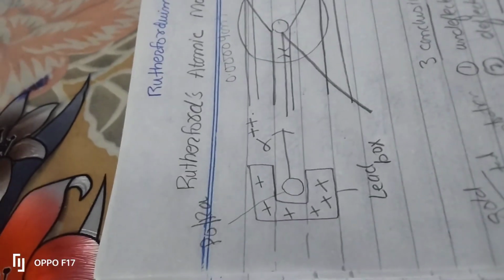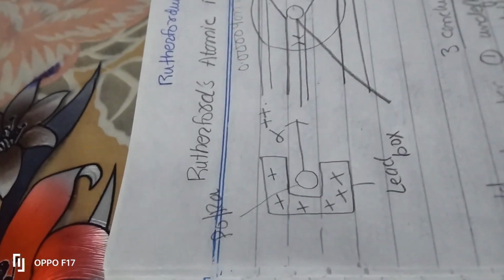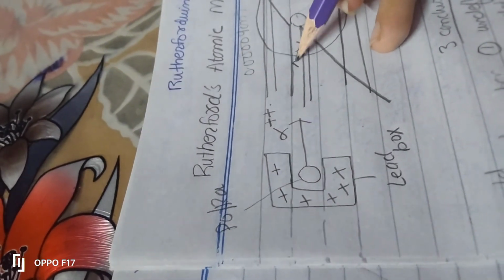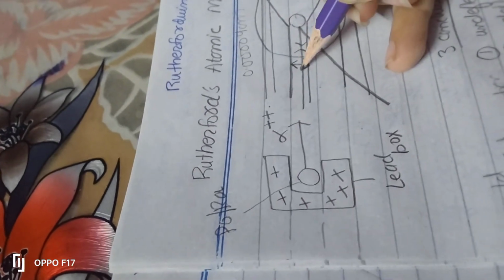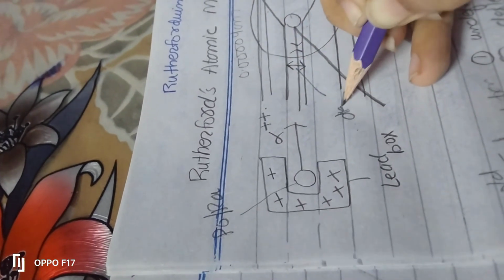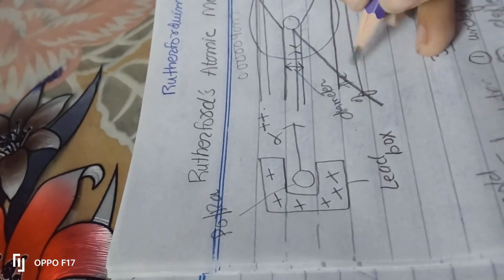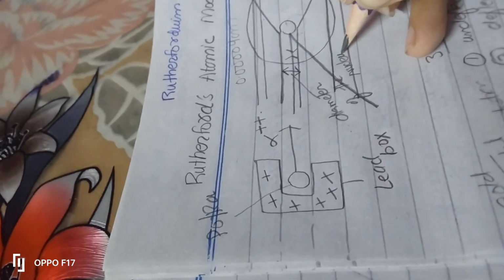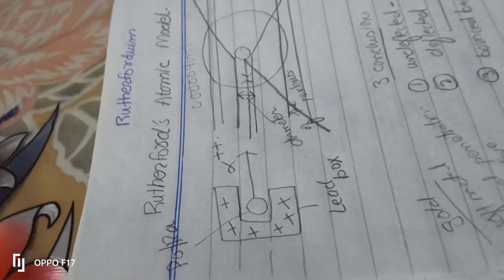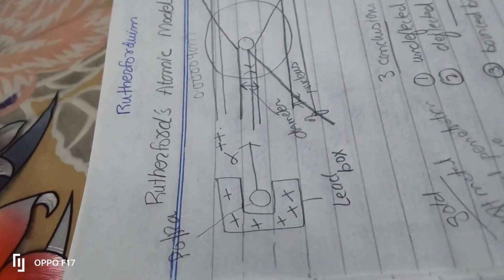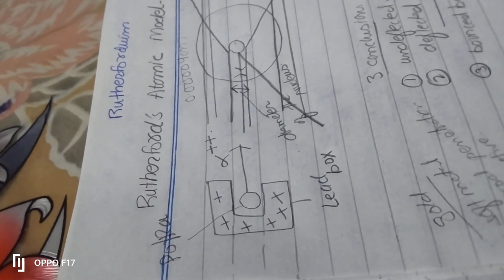So if you want to see here, we have to find the diameter of the nucleus. You can see the line from here to here is the diameter of the nucleus, and you can easily find the radius of the nucleus from this too.